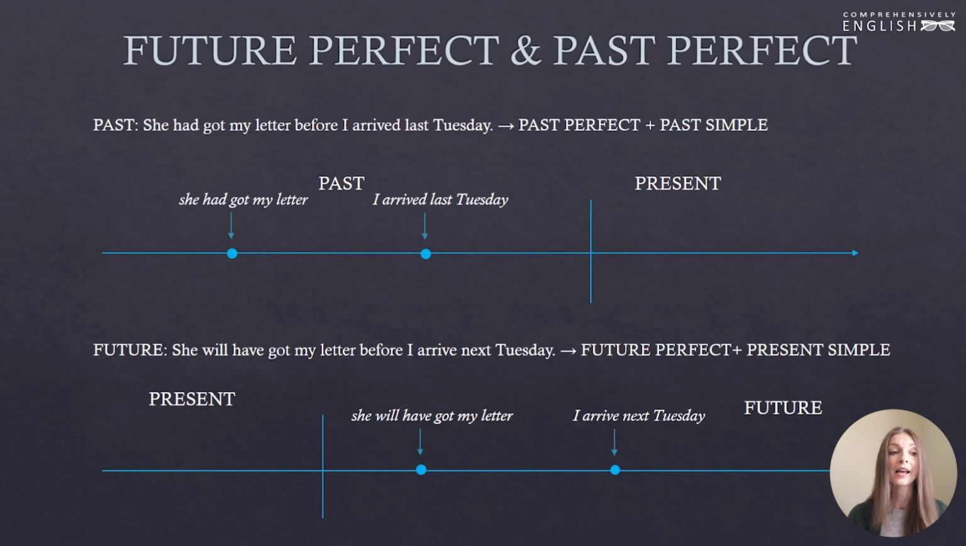The future perfect and the present simple tense. Both things are yet to happen in the future. She will have got my letter before I arrive next Tuesday. First, there will be a letter and then my arrival. Both the future perfect and the past perfect help us express things that happen before other things, in the past and in the future correspondingly.